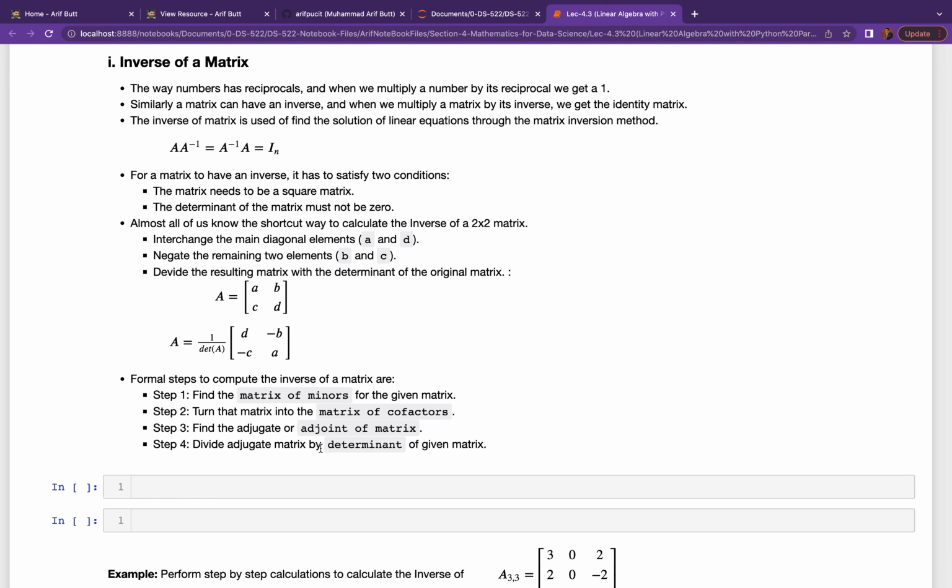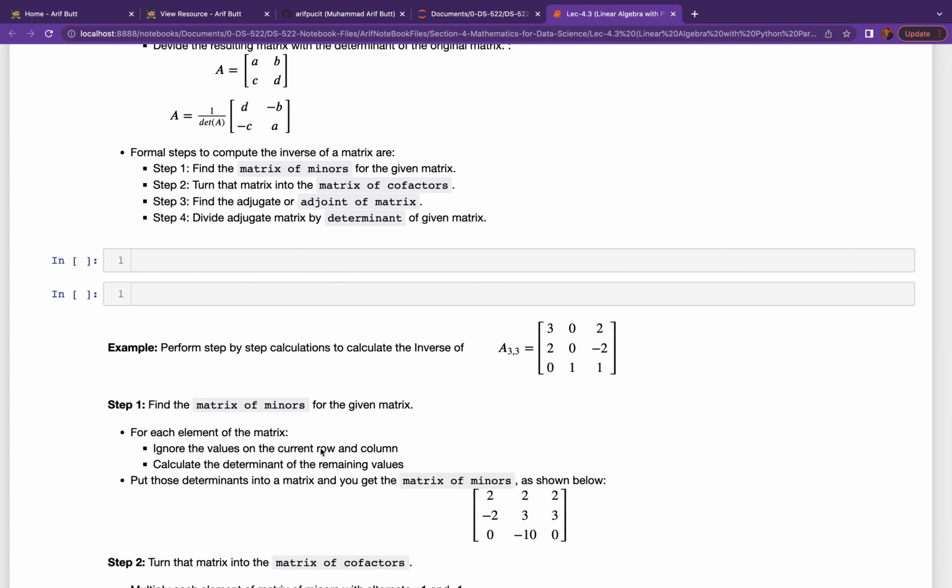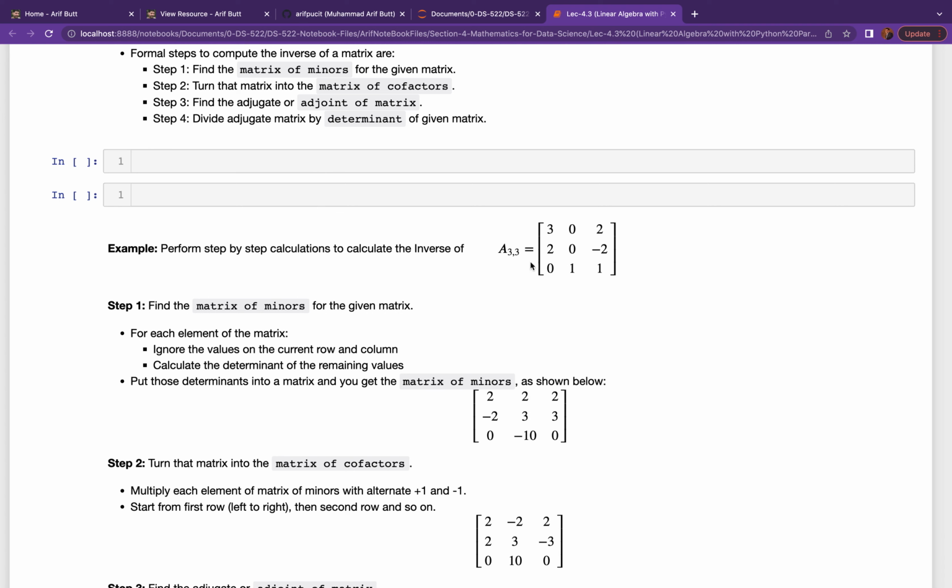So let me do this step by step over here. Let's suppose that this is a 3 by 3 matrix having these values, and we want to calculate the inverse of this 3 by 3 matrix. The first step is to find the matrix of minors of this matrix. So for each element of this matrix, we ignore the values of the current row and column and calculate the determinant of the remaining values. And we put those determinants into a matrix, and you get the matrix of minors as shown over here.